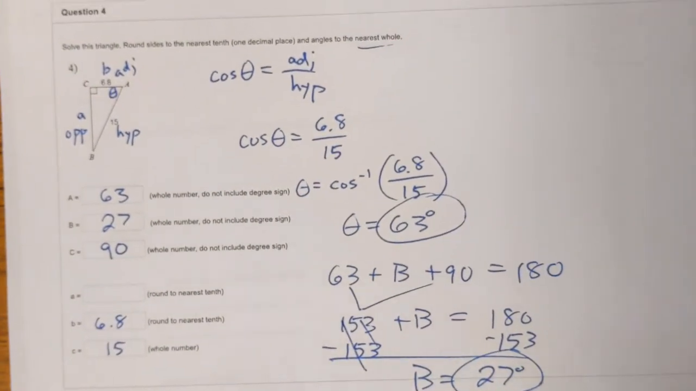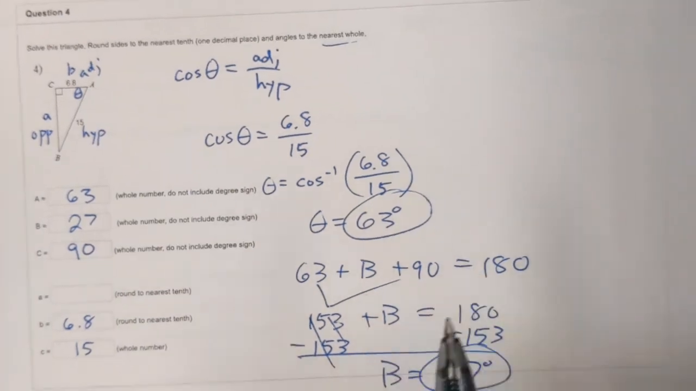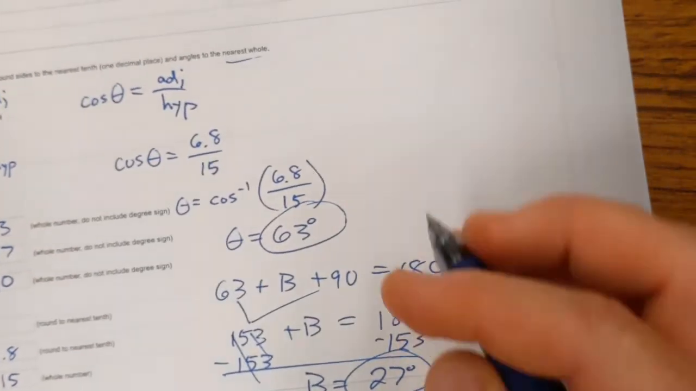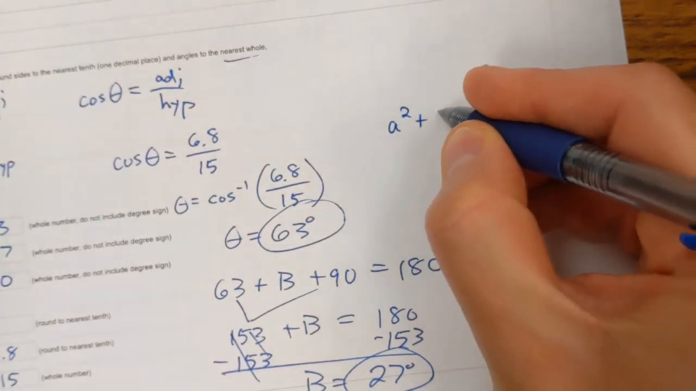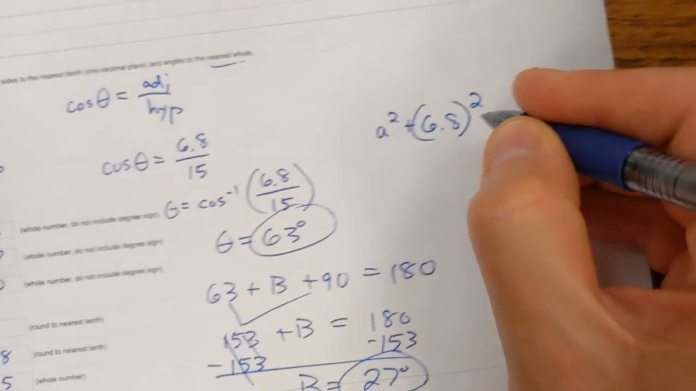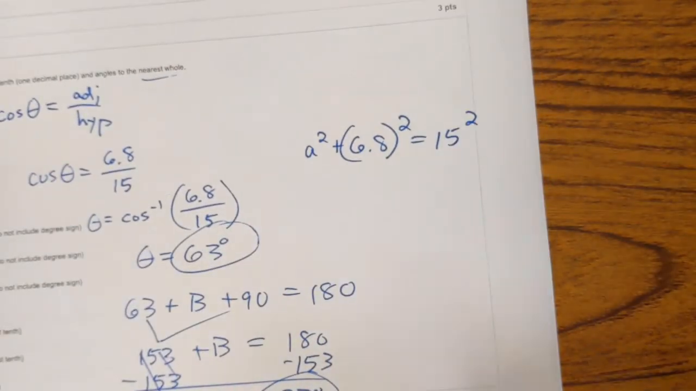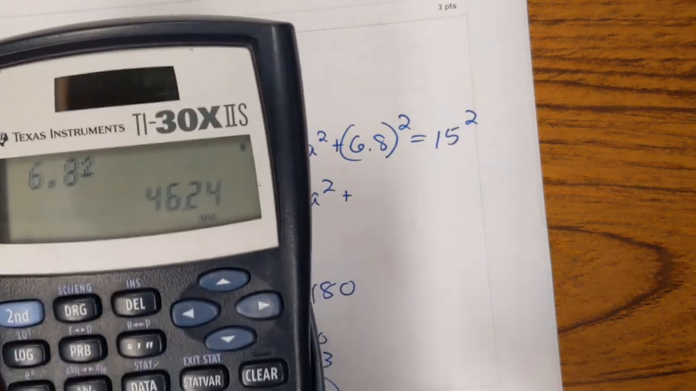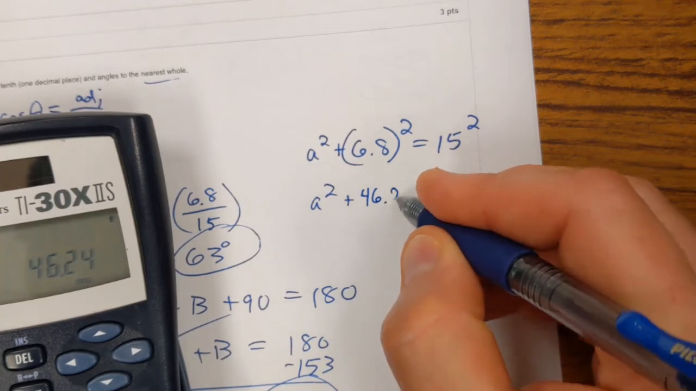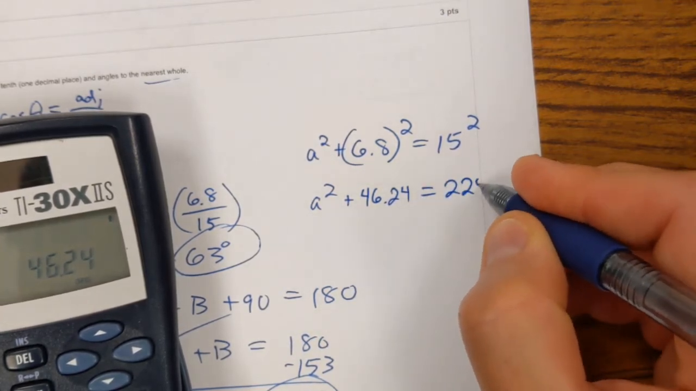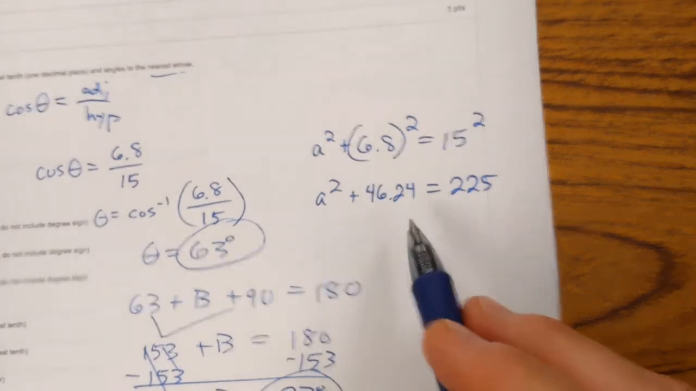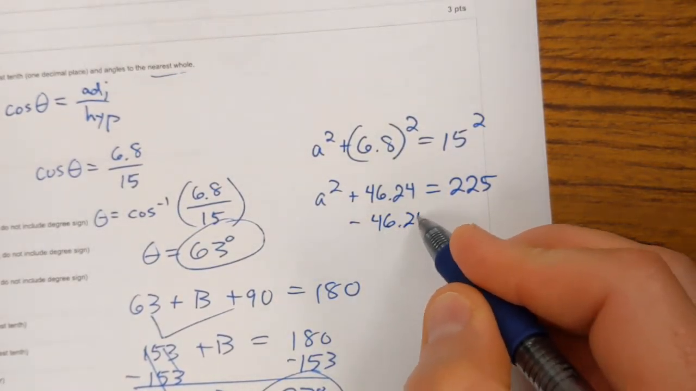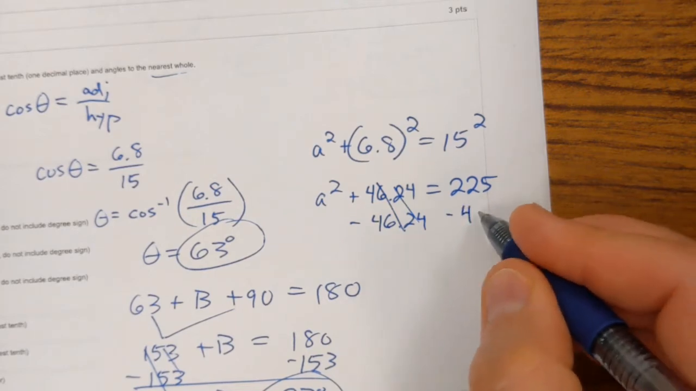And then to find side A, you have a few options, but honestly, if you're ever given two of the sides and you need to find this missing side A, I would tell you, just use the Pythagorean theorem. You know A squared plus B squared equals C squared. So A squared plus 6.8 squared is equal to 15 squared. We can find this pretty simply in our calculator. 6.8 squared is 46.24. I'm going to write all of that out. I don't want any round-off error. So I'm going to subtract that from 15 squared, which is 225.